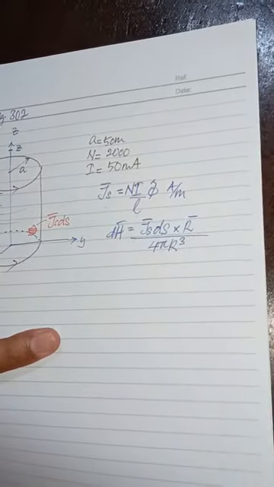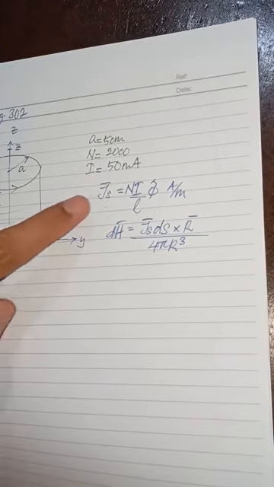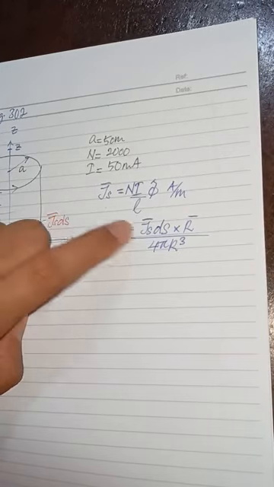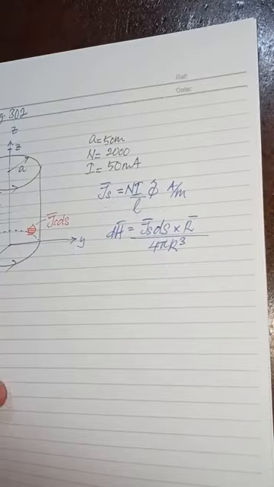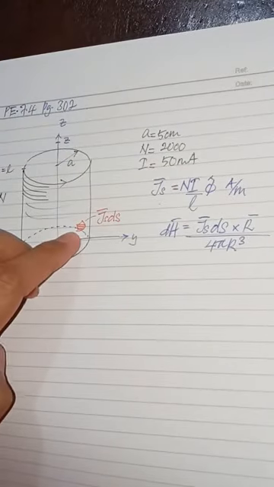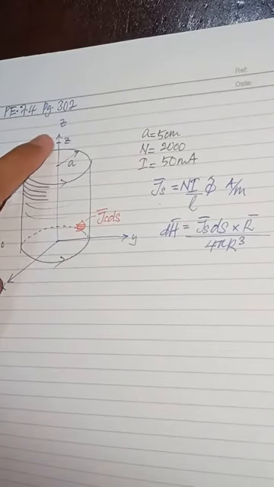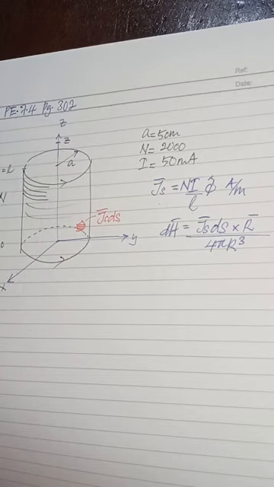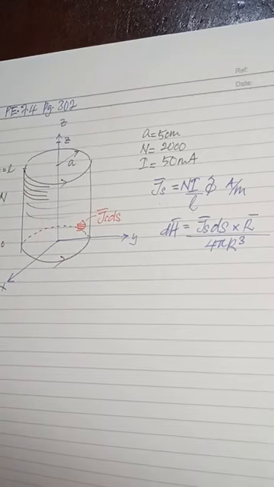Now we already have dS here. I want to find the R vector that joins from the sample current element to the point of interest up there. So let's join them. You can see.